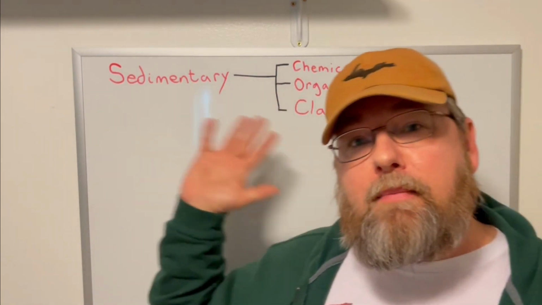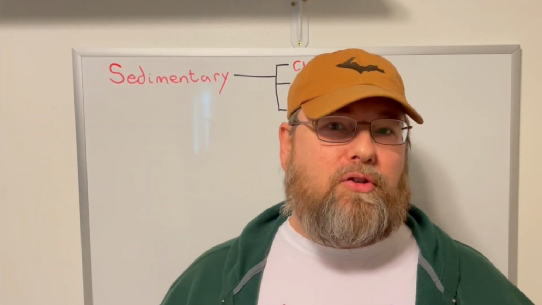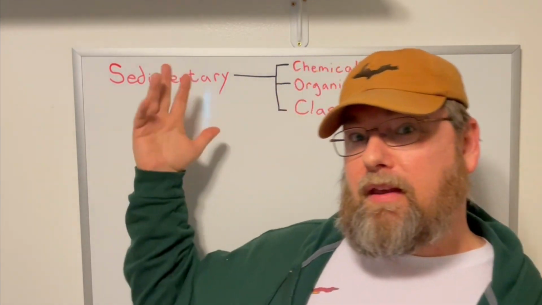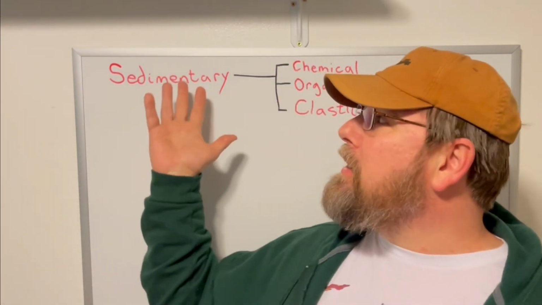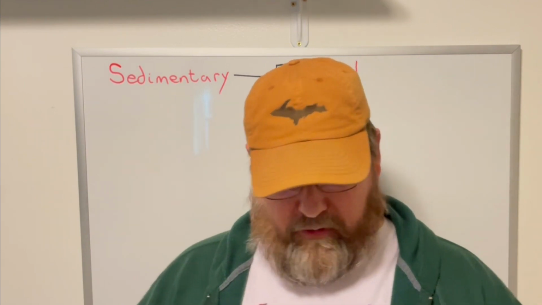However, our three main types of rock classifications, igneous, metamorphic, and sedimentary, are all genetic in their concepts. Sedimentary rocks are derived from sediments. Igneous rocks are derived from melts. Metamorphic rocks are derived from metamorphosed igneous, sedimentary, or other metamorphic rocks. That's not going to change. We're just going to have to deal with that.